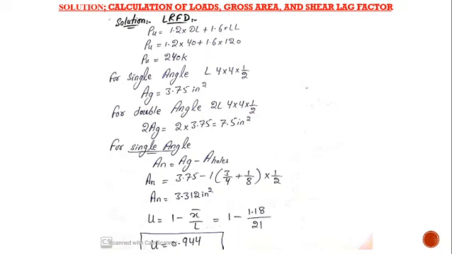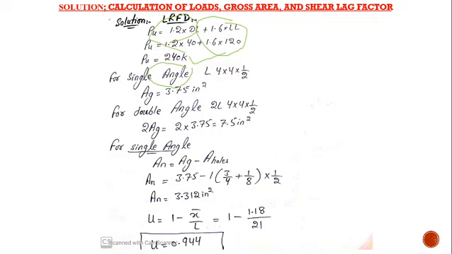As we are using LRFD, we'll use some factors: 1.2 for dead load and 1.6 for live load. Actually, you have to maximize the load. LRFD uses these factors. In ASD, you simply add them, dead load plus live load, without any factors. I multiplied 1.2 by dead load and 1.6 by live load, and I get 240 kips. The area of a single angle, because two angles have been used, is 3.75 square inches.